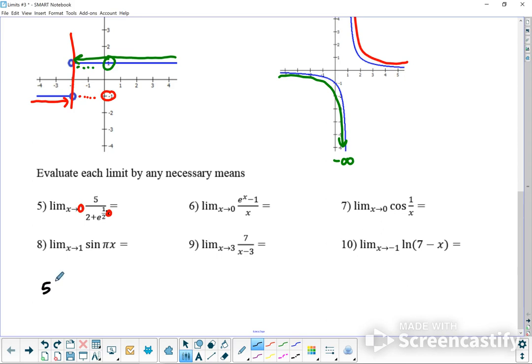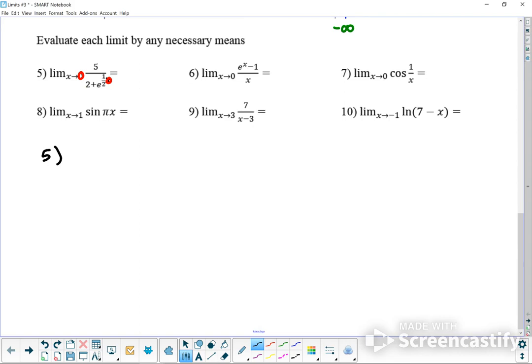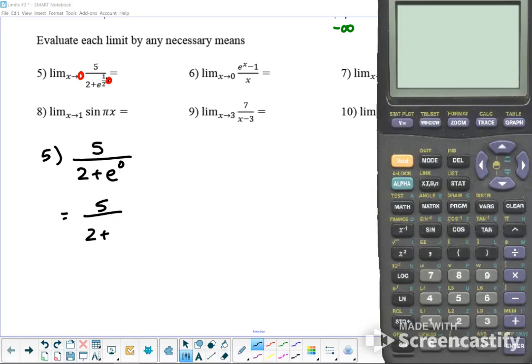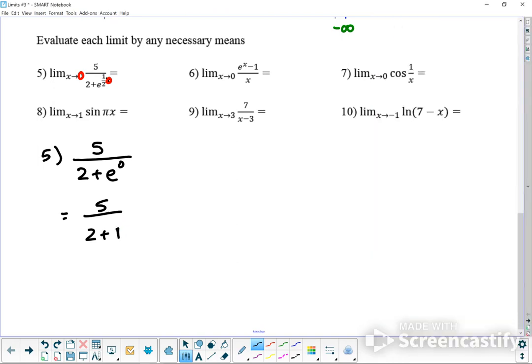So number 5, we have 5 over 2 plus e to the 1/2 times 0, which actually makes 0. Okay, and that's equal to 5 over 2 plus e to the 0. If you don't know it, use a calculator. E to the 0 power is 1. So that makes 1. So your answer should be 5 over 3, and that's my final answer, 5/3.